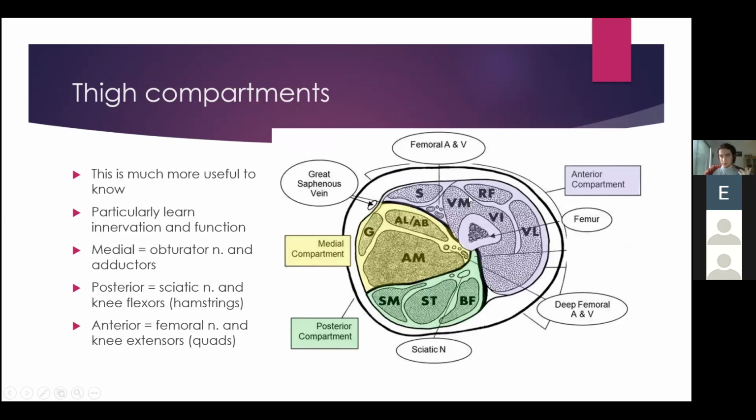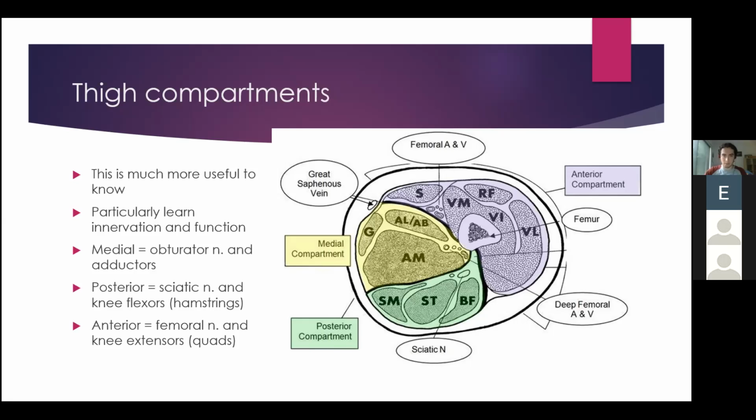What I would bother learning in terms of muscles, you don't really need to know specific ones because you might get asked once in the next year. Just learn the compartments. Your medial compartment is innervated by your obturator nerve, and that's your adductors. The posterior compartment is innervated by your sciatic nerve, and that's your knee flexors or your hamstrings. And then the anterior compartment is your femoral nerve and your knee extensors. So pretty much that should be enough to get you through.